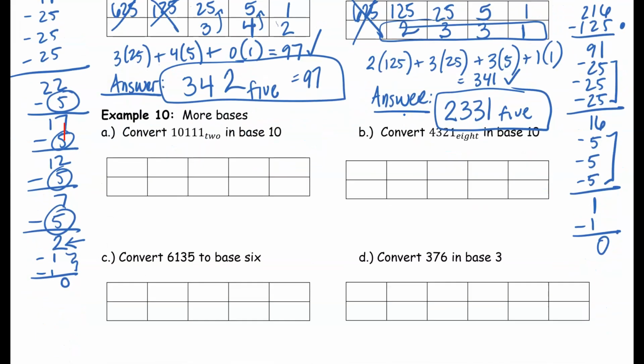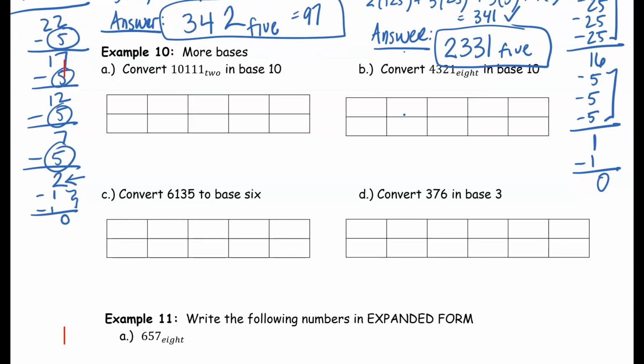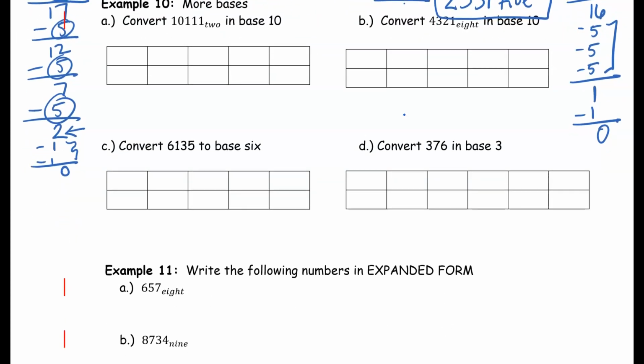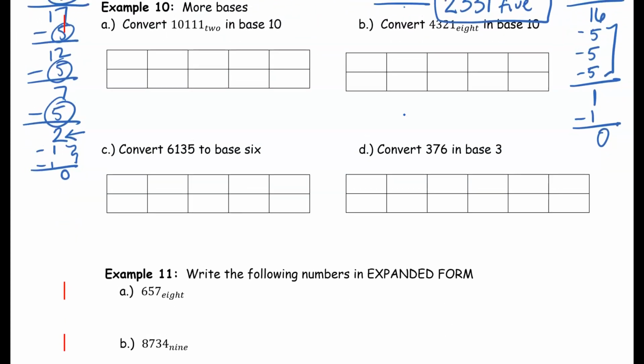All right, so let's go down to example 10. So more bases. So notice these questions have different types of bases, but it works the same. So with base 2, you're going to start with 2 to the 0, 2 to the first, 2 squared, 2 cubed, 2 to the fourth. 2 to the 0 is just 1, 2, 4, and you can use a calculator if you need to write out all the place values.